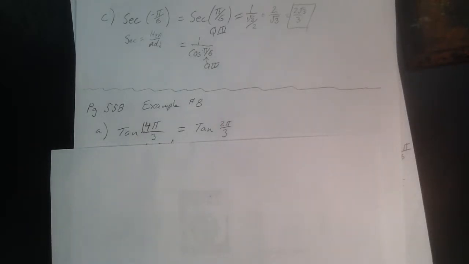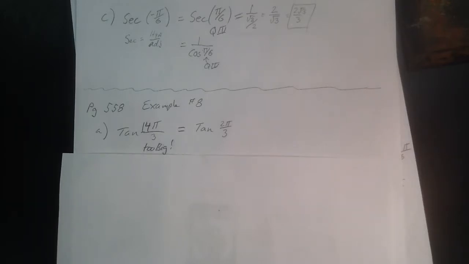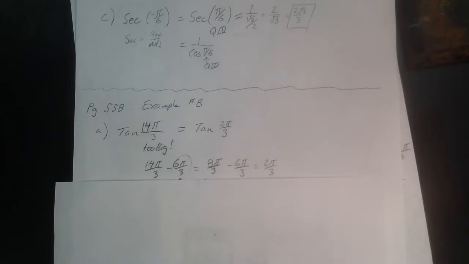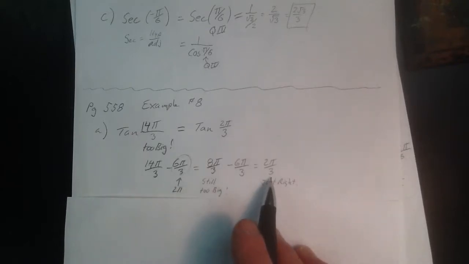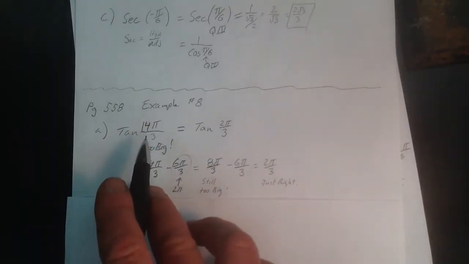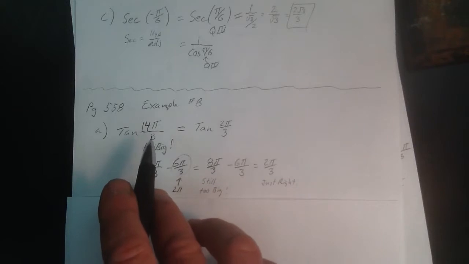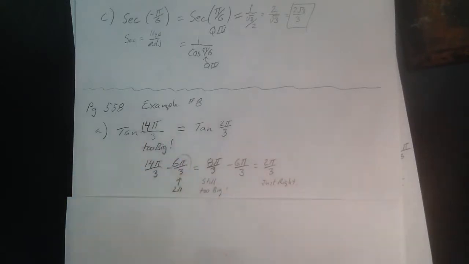As a matter of fact, the unit circle goes from 0 to 2 pi, and this is much bigger than 2 pi. So the first step we have to do is find what is coterminal. What I did is I subtracted 2 pi from the angle. I went around the circle, and it's still too big, so I went around the circle again, and 2 pi over 3 is just right. So tangent of 14 pi over 3 is coterminal with 2 pi over 3.